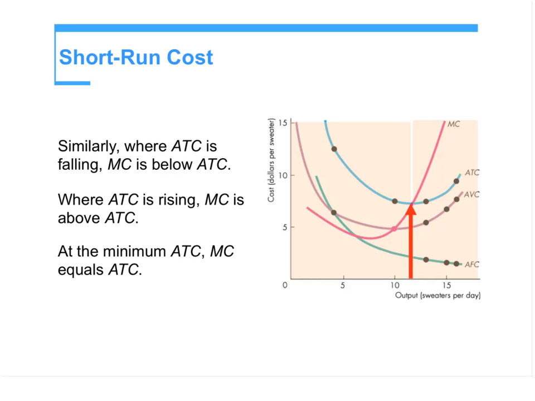Similarly, where average total cost is falling, the marginal cost is below average total cost. Where average total cost is rising, the marginal cost is above average total cost. So when the average total cost starts to rise, the marginal cost is increasing, because the increase in the output is going to cost you more now than it did before. And at the minimum of average total cost, marginal cost and average total cost equal each other. Marginal cost and average total cost are the same.